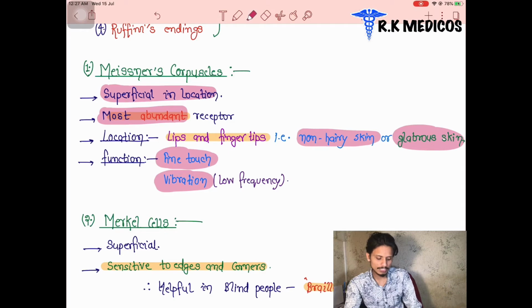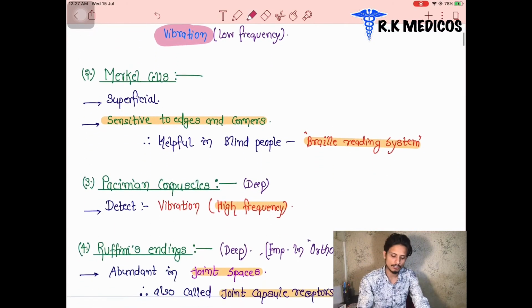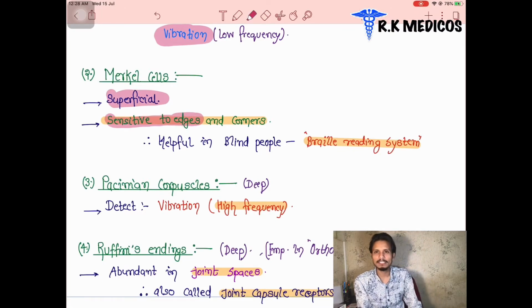Now we are going to see Merkel cells. This is also superficial, as already told. This is the most sensitive to edges and corners. They are highly sensitive to any edge surface or corner surface. When we touch any edge surface or corners, these receptors are defining them.